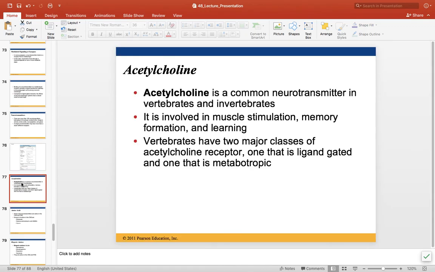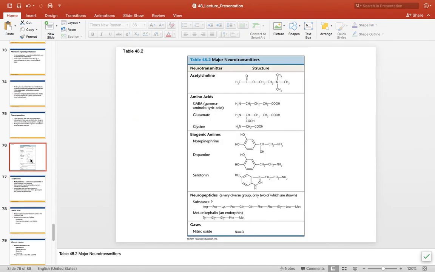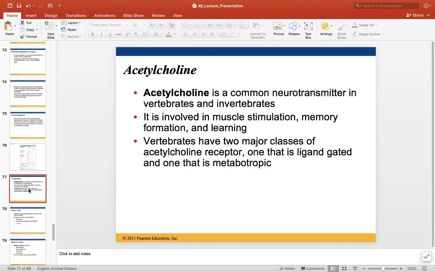Okay, I think that was it. Here, one more thing. Some examples of neurotransmitters you should probably be aware of: acetylcholine, amino acids, biogenic amines, neuropeptides, and gases. If you could just recognize what some of those are, you'll be just fine. You don't have to know the molecular structure or anything like that.